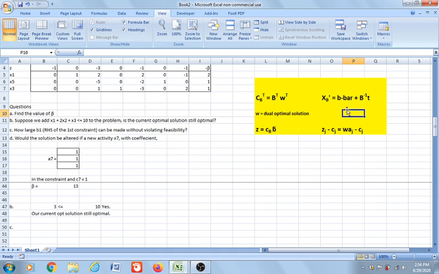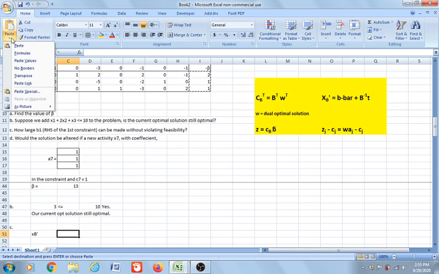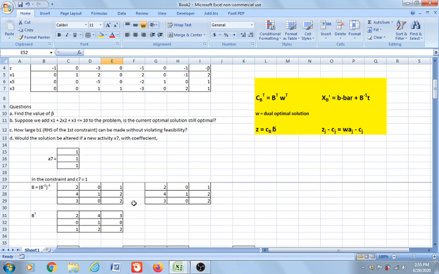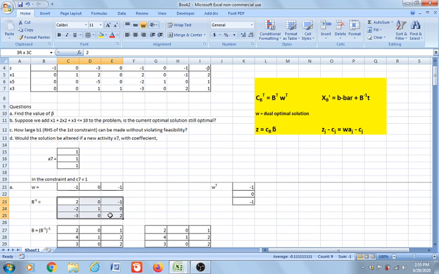So we know our B bar, this is the B bar, and we know the B inverse. So the xB prime is the new value of the basis variable. So xB prime is equal to B bar, this is the B bar, plus B inverse. We know the B inverse. This is the B inverse.